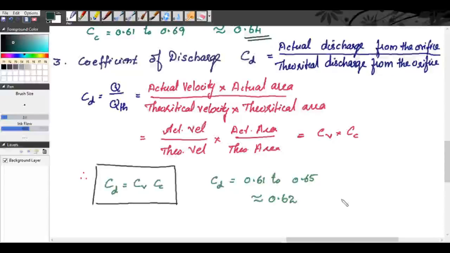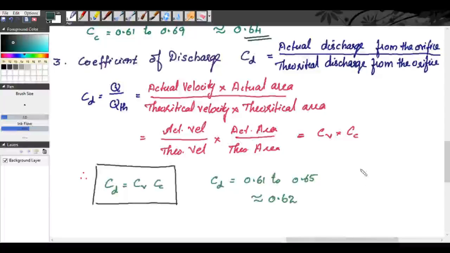So that's all for today. In the next class we will study the experimental determination of hydraulic coefficients: how will we determine these hydraulic coefficients experimentally? Then we have to study the flow through large orifices, that is discharge through a large rectangular orifice, discharge through a fully submerged orifice, then the time required for emptying the orifices, etc. So that we will see in the next class.